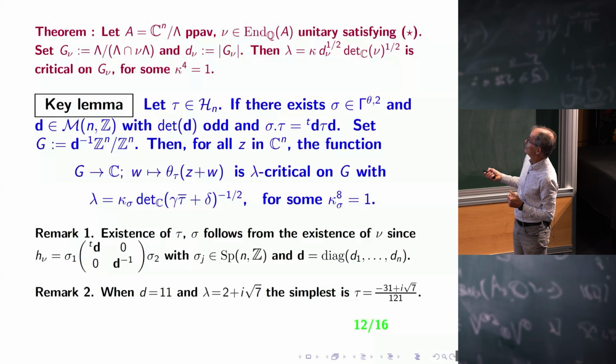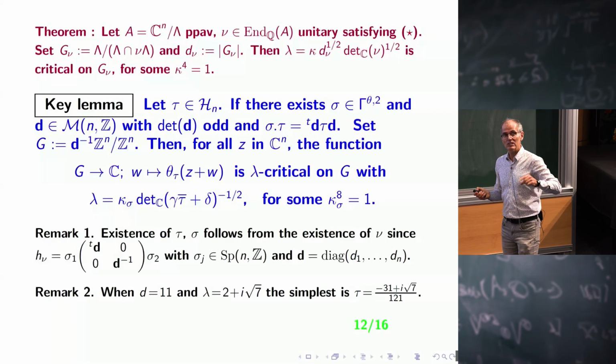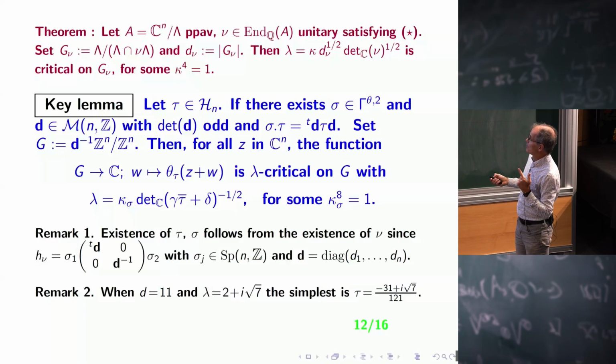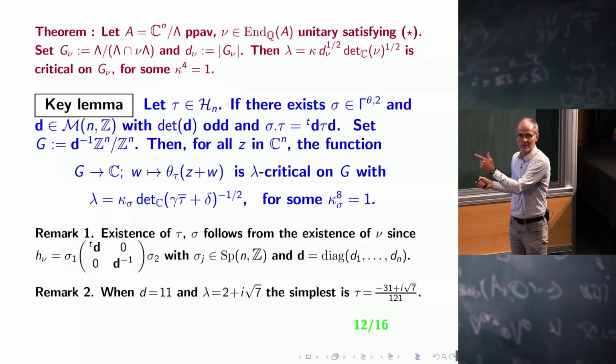Because it has to satisfy this property, I have to be able to find an element of SL2Z which is equal to 1 mod 4, and such that when I apply sigma to tau, it's d square, and so 121 times tau.